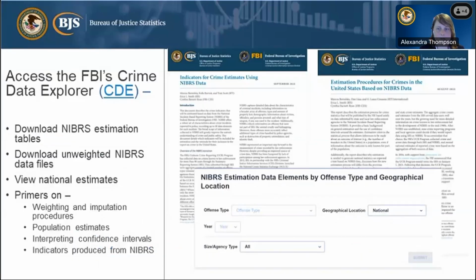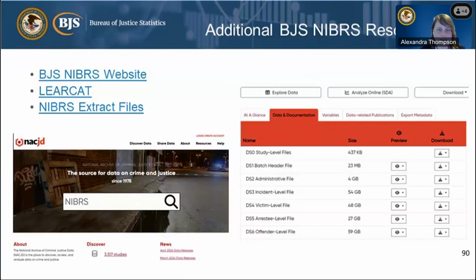This is a screenshot of the Crime Data Explorer, where you can download estimation tables, unweighted data files, national estimates, and also there are documents on weighting and imputation, interpreting confidence intervals, population estimates, and the indicators produced by NIBRS. There's a new suite of estimates coming for 2023, including an expanded set of firearm-related incidents, and carjacking will be included again, which sounds very great and interesting. Here's a screenshot from NACJD, where you can download those public use data files, and some more links to LEARCAT, and then the extract files is the NACJD files.